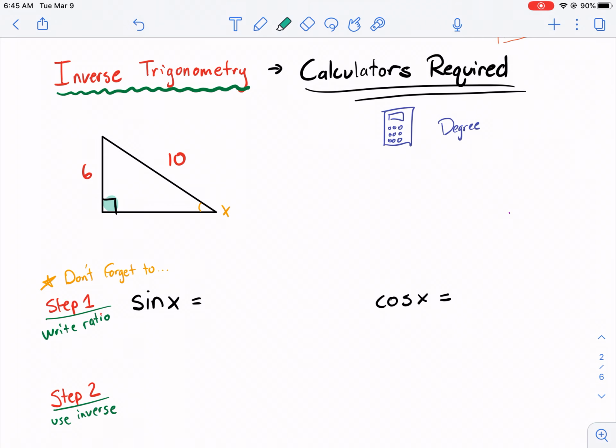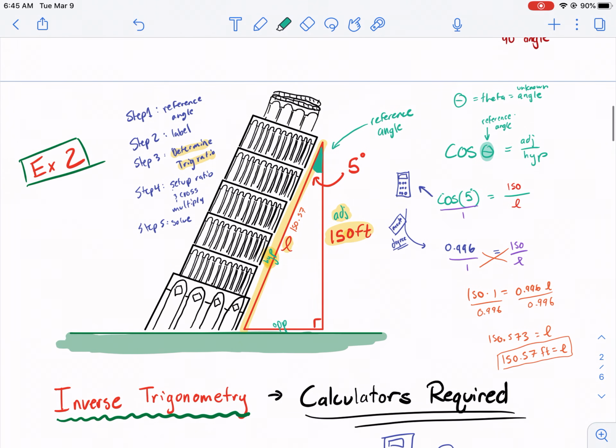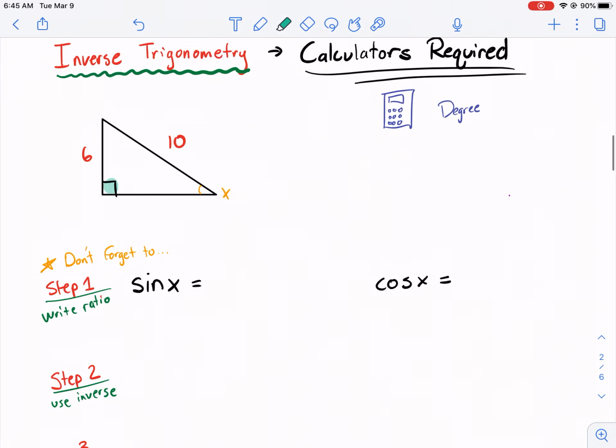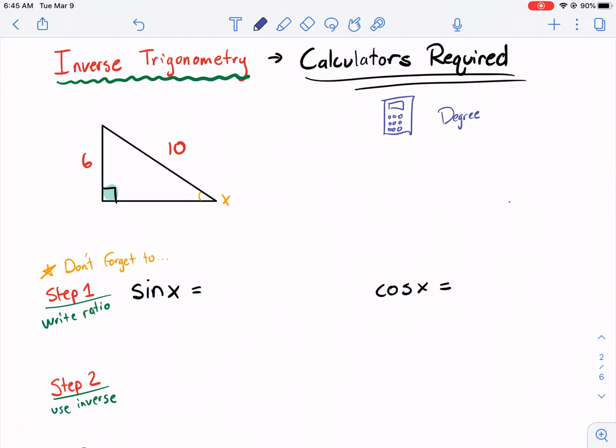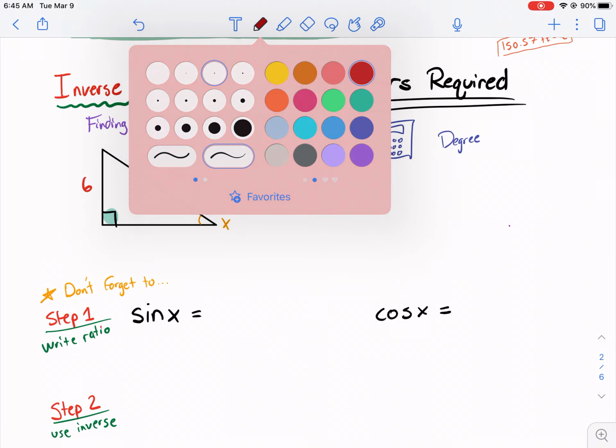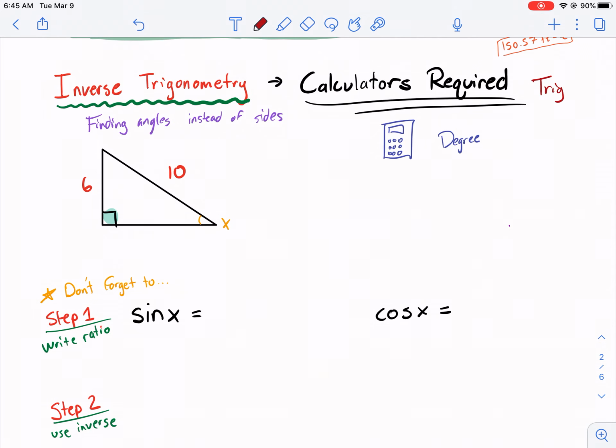Now we're trying to find an angle and not a side. With the Leaning Tower of Pisa, we were trying to find a side length. Now we're trying to find an angle. That's why it's called inverse. Instead of finding sides, we are finding angles instead of sides. So just to be clear, regular trig we use to find sides, and inverse we use to find angles instead.